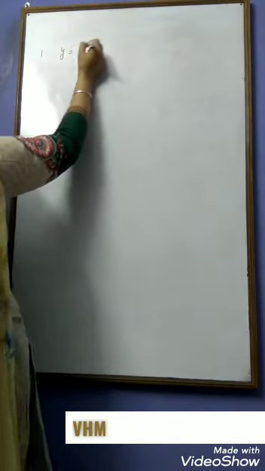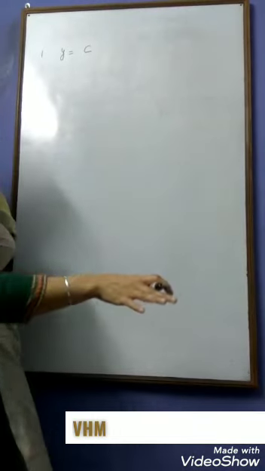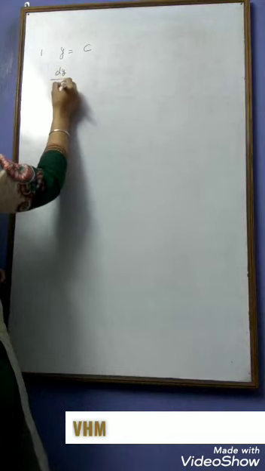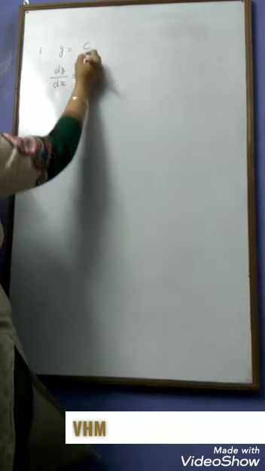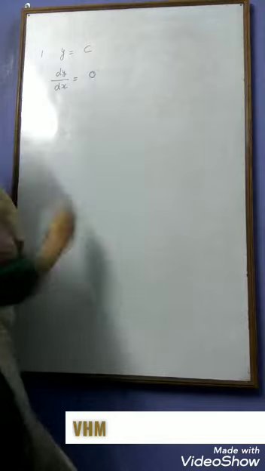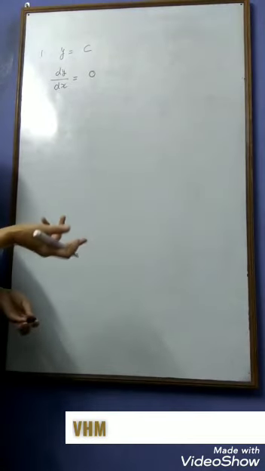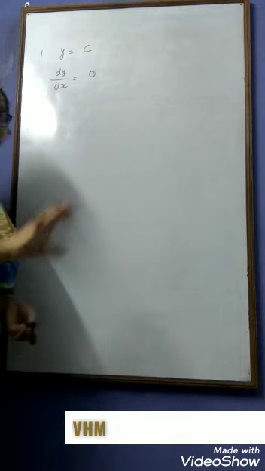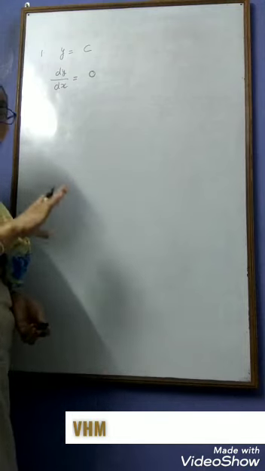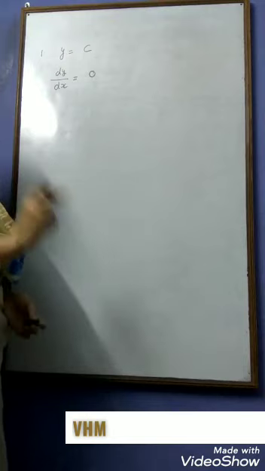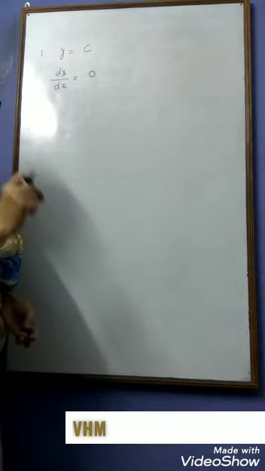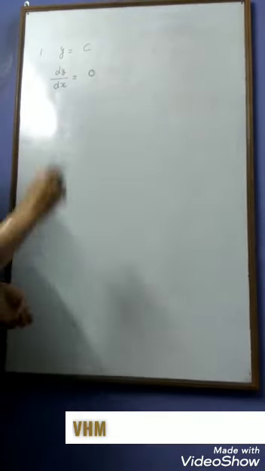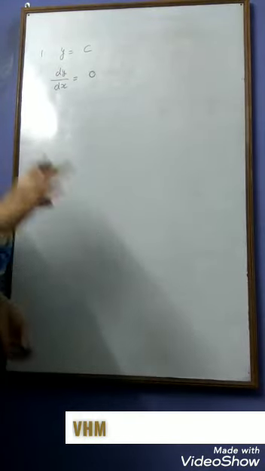Y is equal to a constant, which is not a function of any terms. So the derivative of y with respect to x of a constant is always 0. Constant can be anything, 3, 4, 5, a number in which there is no x, which is not a function of x. That is called the constant. And the derivative of a constant is always 0. Whatever the constant, its derivative is always 0.